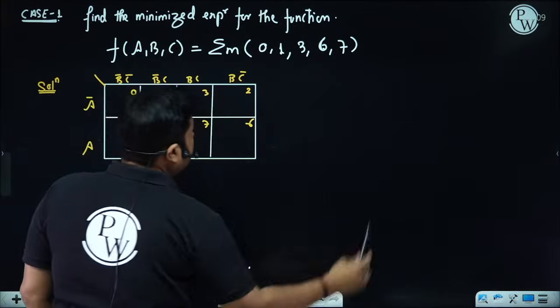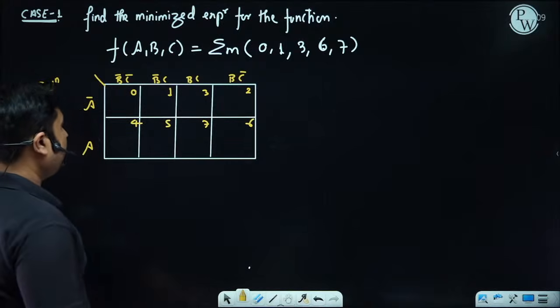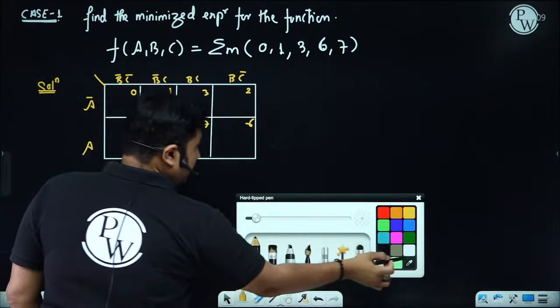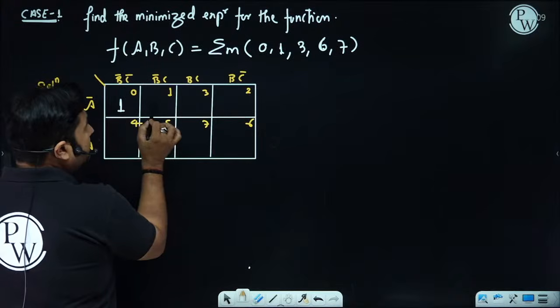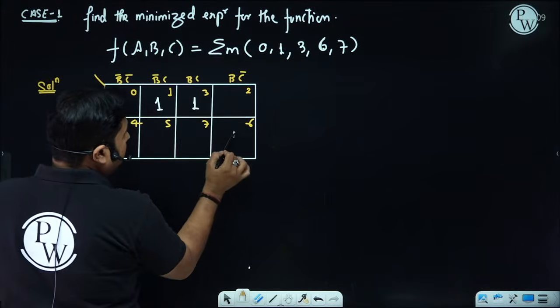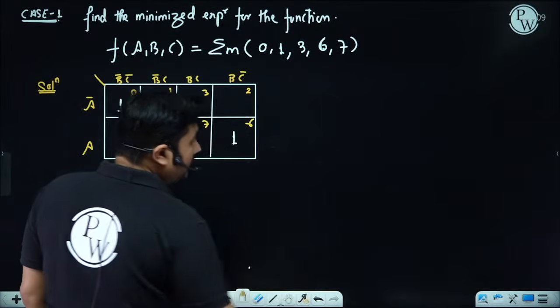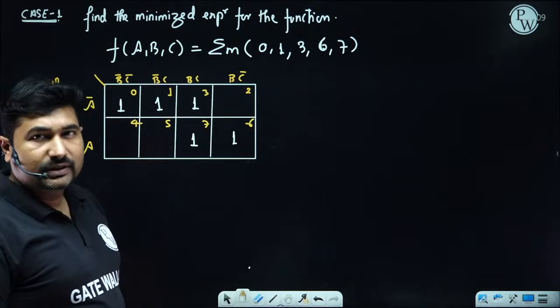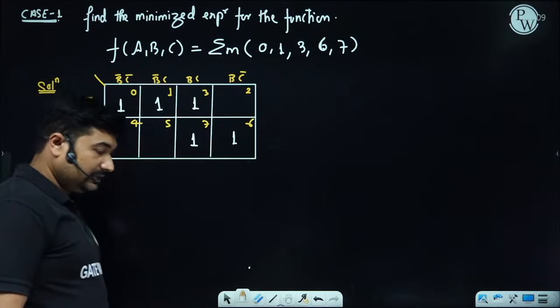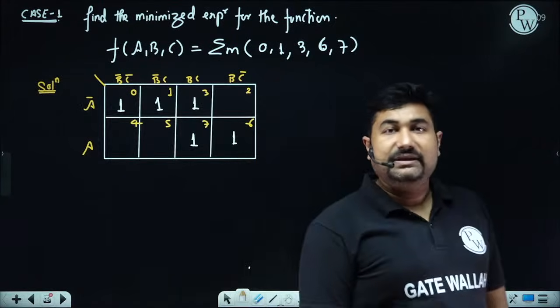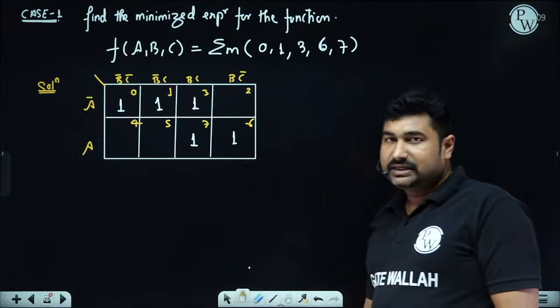Yes, sir. So now you can observe we have a logic level 1 presented here, here, here, and here. Is it okay? Yes, sir. Is there any quad forming? No. There is no quad. Is there any pair possible? Yes, sir, the pair is possible.